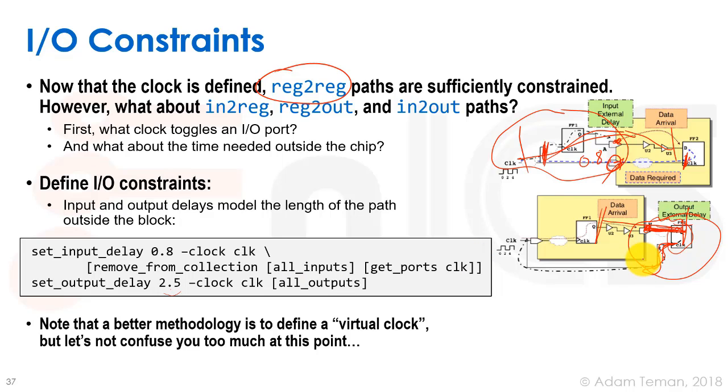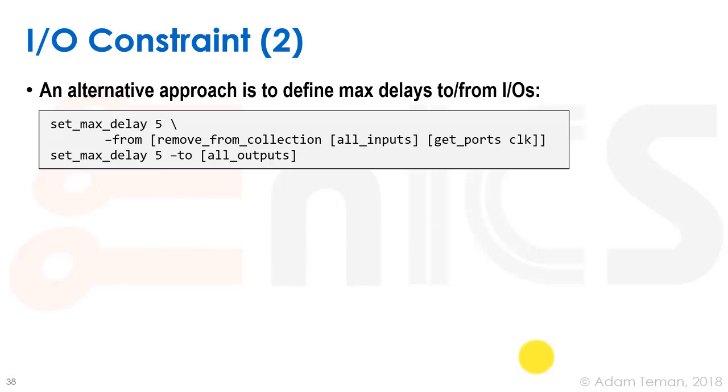There is a better methodology that's called a virtual clock. Let's not confuse you too much at this point. I'll get back to that. This is very confusing and problematic, anything to do with these I/O constraints. In fact, what I'm going to show you now is a different approach to I/O constraints, and that's with using a command called set max delay. So a max delay is not looking at all at a synchronous type of a clock sort of a definition.